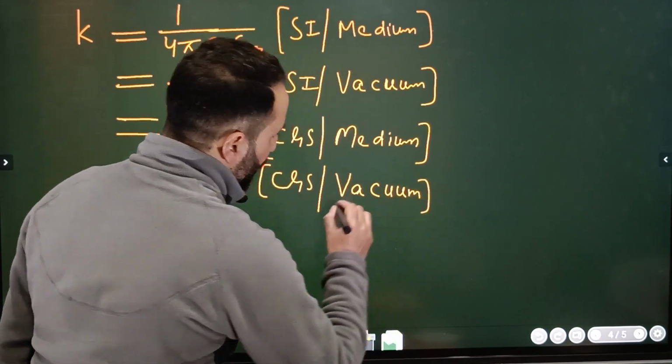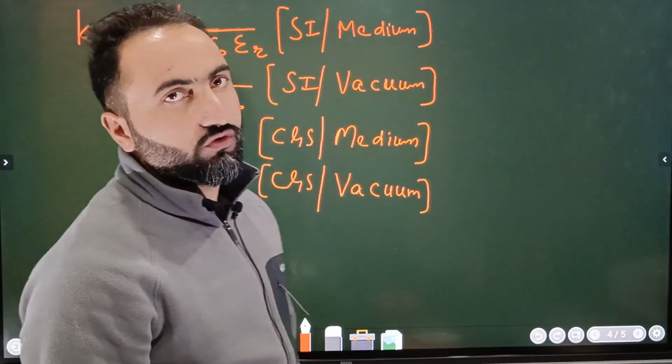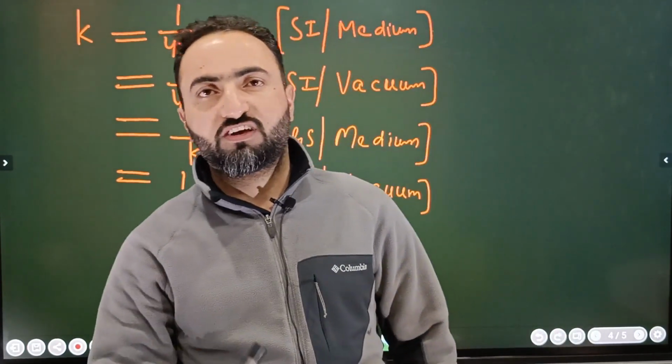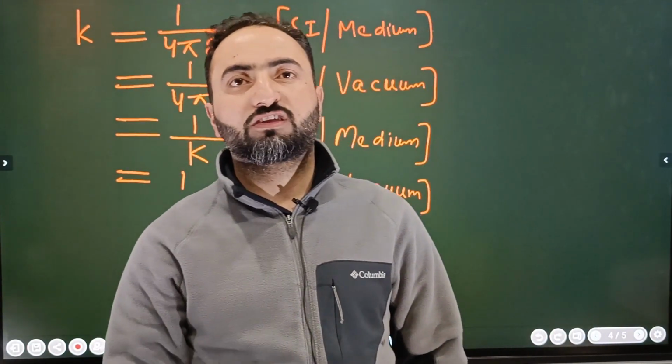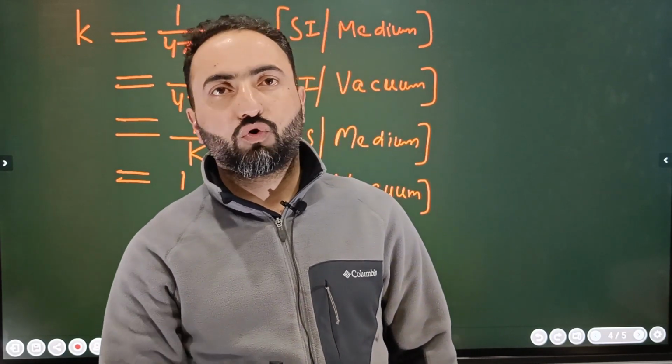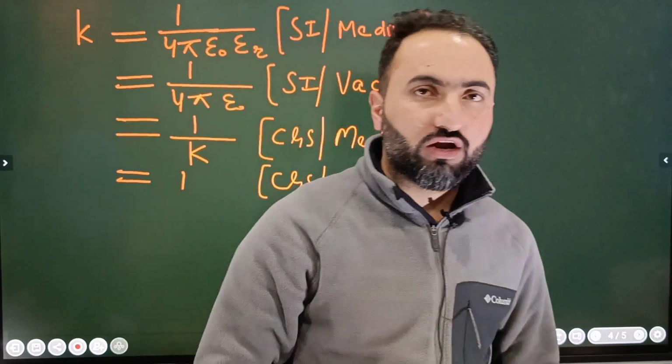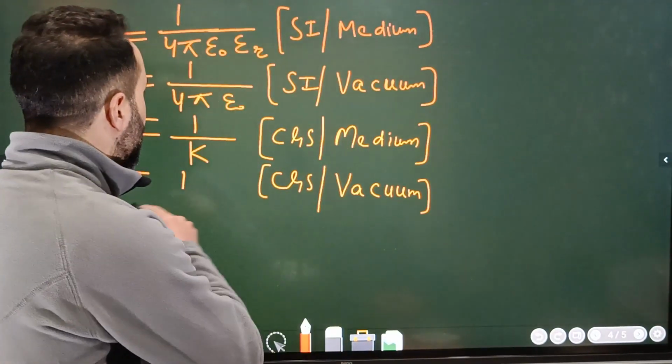So there are obviously 4 different combinations and hence 4 different values. The 4 combinations are: SI medium, SI vacuum, CGS medium, and CGS vacuum. So how many values are there? 4 different: 1 by 4 pi epsilon naught epsilon r, 1 by 4 pi epsilon naught, 1 by capital K, and 1. Now I think this is clear to you.